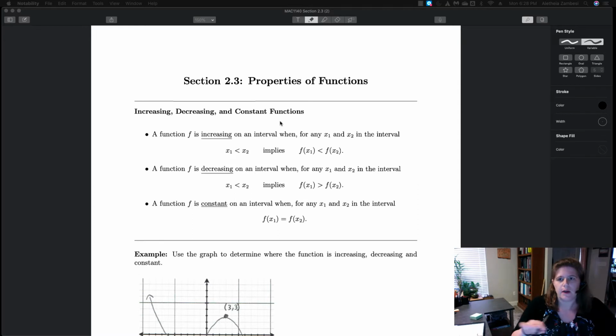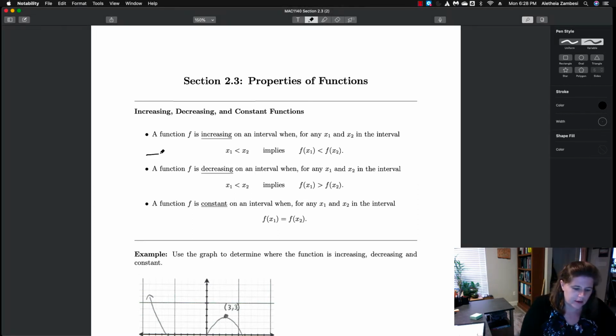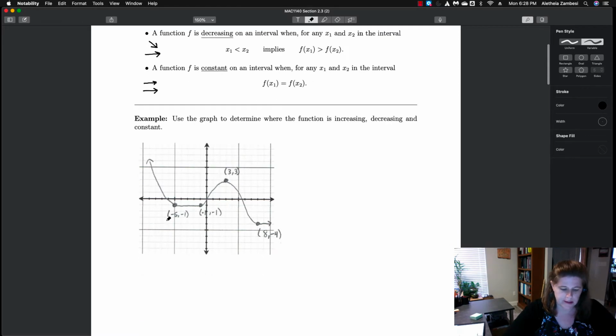So as you think about reading across the page from left to right, if your x value goes from left to right and your y value goes up in that time, the function is increasing. A function's decreasing if, as you read from left to right, the y value goes down, so the value decreases. A function is constant if, as you read from left to right, the y value neither increases nor decreases, so it stays the same.